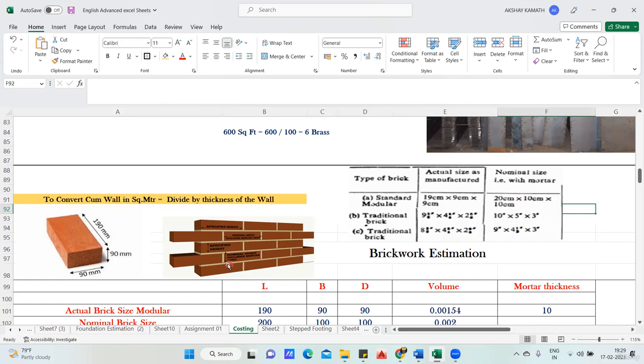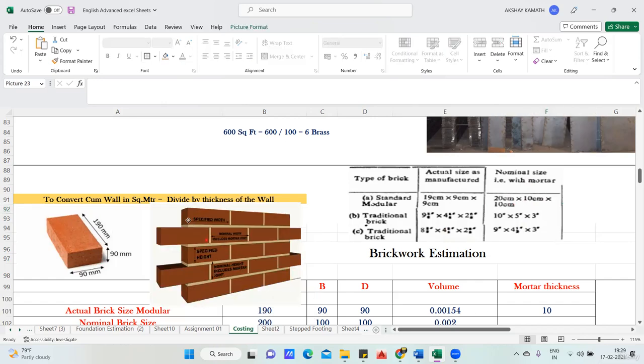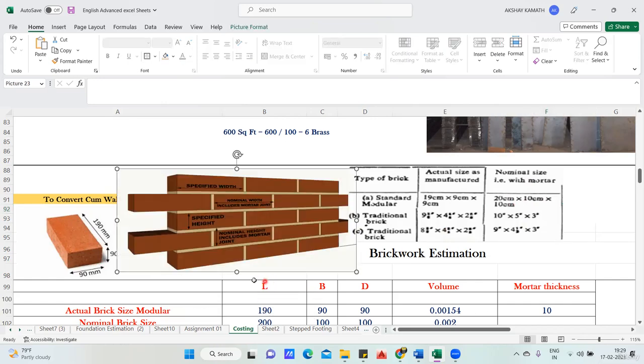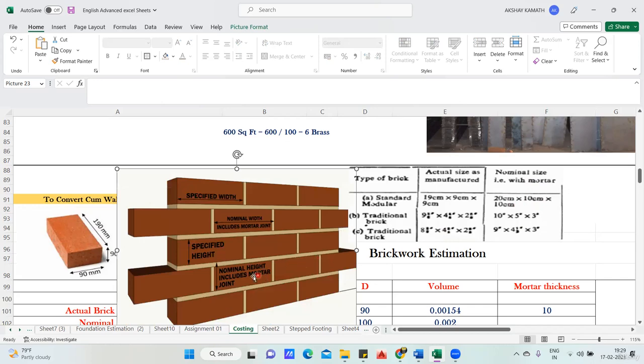If I try to enlarge this particular image, see here. This is the actual height of your brick. That is the actual size. When I say nominal size, it will include even the mortar thickness. The thickness of the mortar will usually be 10 mm. So height will be 90 plus 10 is 100 mm.